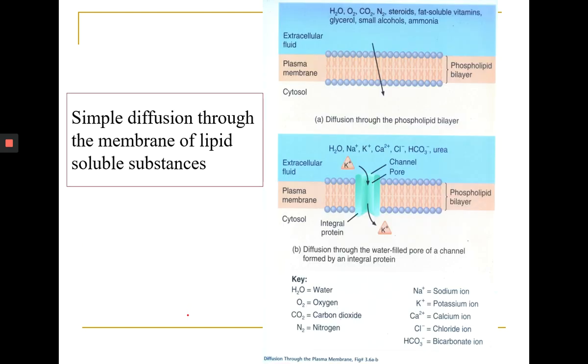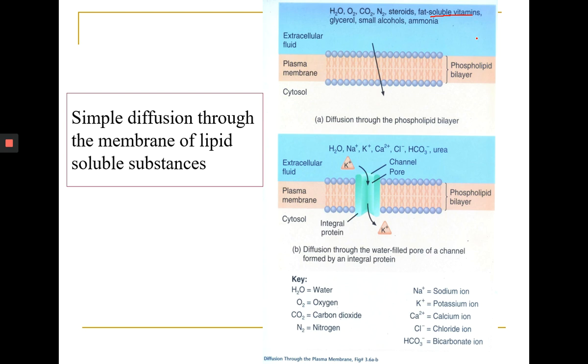So this is simple diffusion. As you see, simple diffusion for gases, oxygen, CO2, nitrogen, steroids, fat soluble vitamins. Which are the fat soluble vitamins? We know them, for example vitamin A, vitamin D, vitamin E, vitamin K. So these four vitamins are fat soluble. They are fat soluble, they will diffuse through the membrane passively without any expenditure of energy.